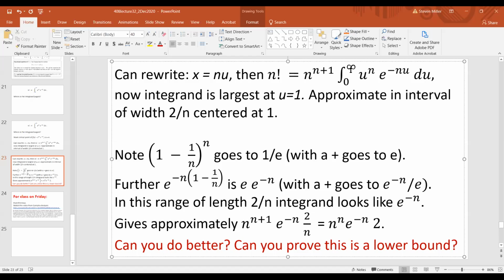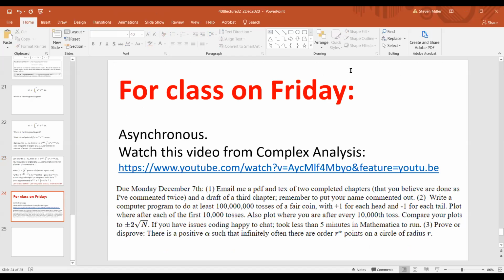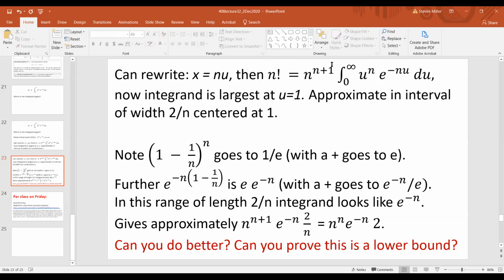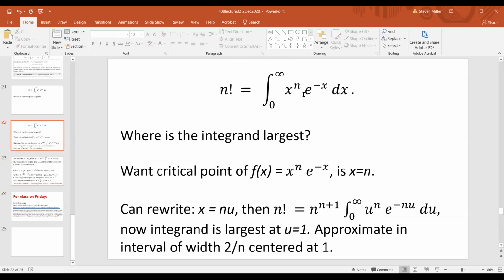Can we get a more accurate answer? And the answer is yes. And so that's what I'm going to have you watch for Friday. This is a video from complex analysis that I taught a couple of years ago. It's the method of stationary phase, or Laplace's method. It is incredibly useful for evaluating and approximating integrals like the one that we have over here.